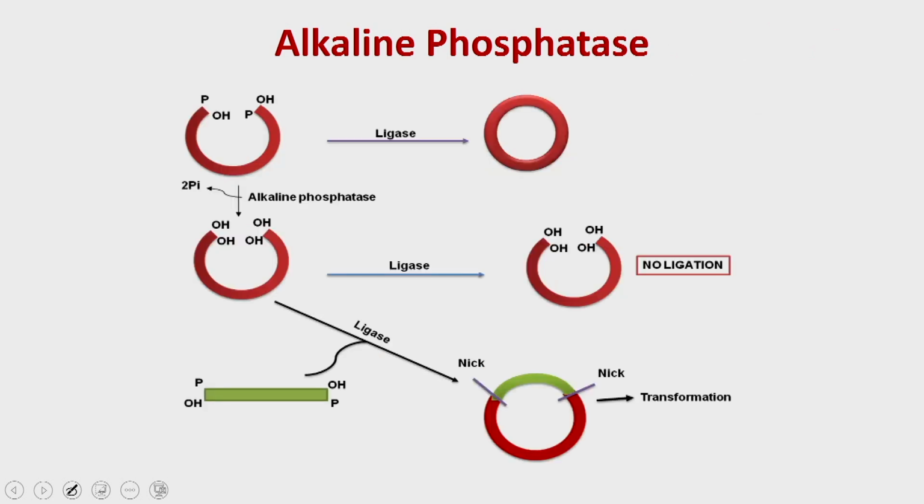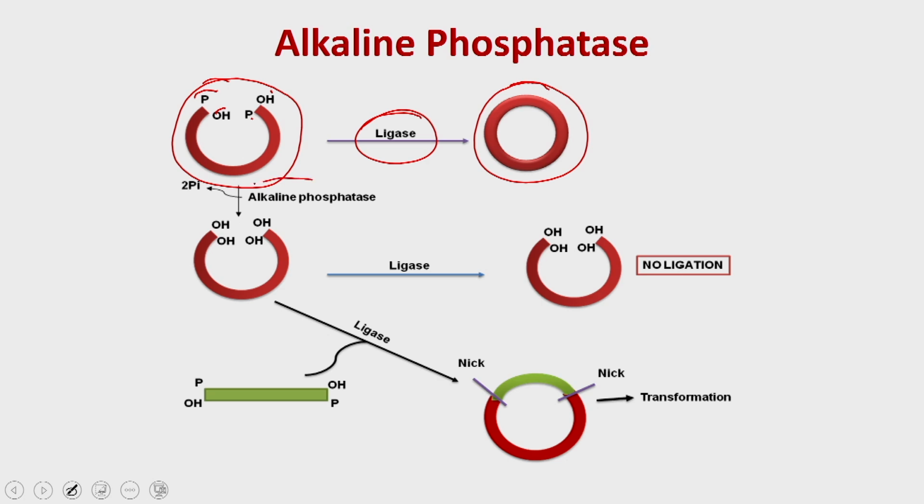So, that is what is shown here. If you have a circular plasmid which is going to be cut by an enzyme, you have a phosphate, an OH, an OH, and a phosphate. If you put it in the ligation reaction, this plasmid is going to bind to itself to give you a circular plasmid instead of having an insert within it.